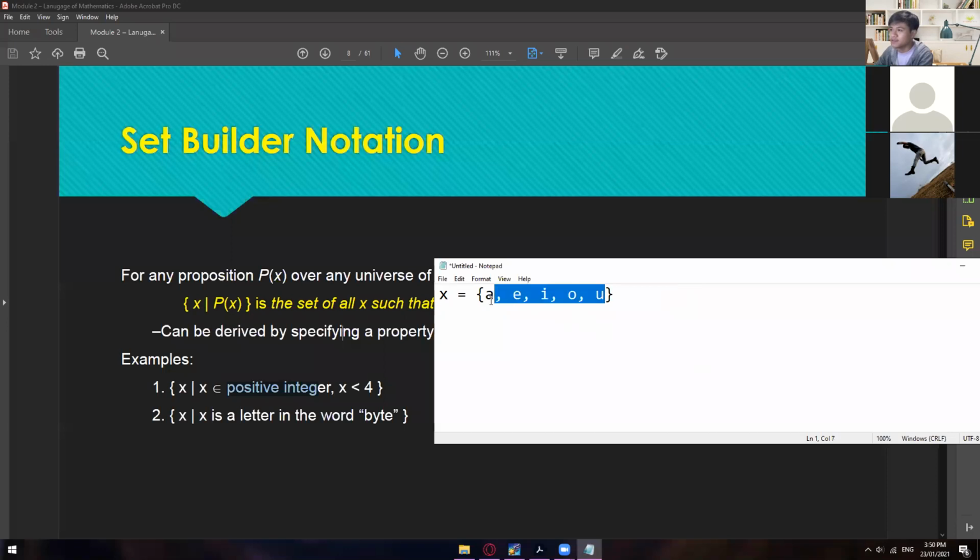Or if you want to have a complete answer, it should be something like this. How about number 2? x is a letter in the word byte.